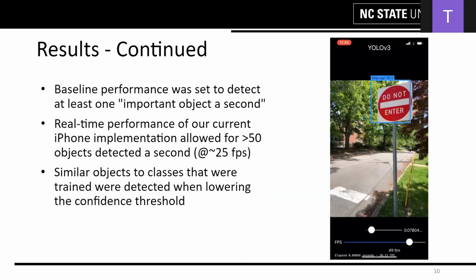Our current iPhone implementation allows for 50 or more objects to be detected per second with our app, running at 25 frames per second. Shown on the image to the right, the 2 slide bars: one changes the frames per second of the app, while the other changes the objectness score threshold. Lowering the threshold, as shown, allows for more similar objects to be detected and interpreted as one of our input classes. For instance, this is not a stop sign, but since we lowered the confidence score, it's detecting it as a stop sign because it looks similar.